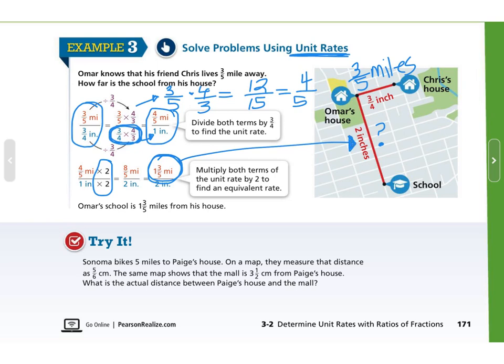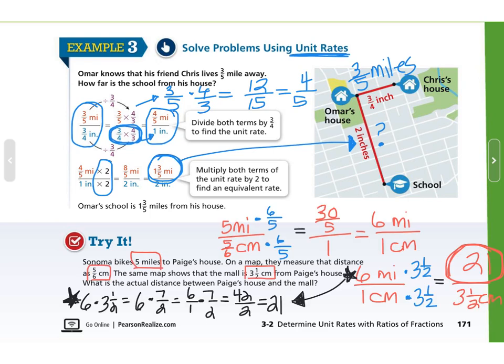Now I want you to try the Try It problem here at the bottom of page 171 and come back and check your answer. All right, in this problem we're looking for the distance between Paige's house and the mall, which on the map shows as 3.5 centimeters. So the first thing that I did is I set up the ratio that tells me about the distance between Sonoma's house and Paige's house, and I found the unit rate, so I have the map scale. That's what this is right here. That's this 6 miles to 1 centimeter.